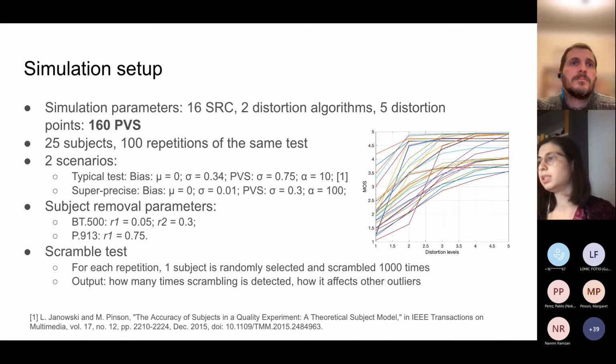And then we do some scrambling tests. So what we do is that for each repetition that we have, and we have 100 of them, we select one subject randomly. We first check that it is not an outlier, and if it is not an outlier, we scramble its scores, so the 160 score vector that is given to all of the PVSs, and we scramble it 1,000 times. And we want to check how many times this scrambling is correctly detected as an outlier, and also how it affects the distribution of the other outliers, meaning, is there any outlier that was there before and it's not detected anymore once we scramble this subject? And is there any new outliers that are coming out from this scrambling procedure?